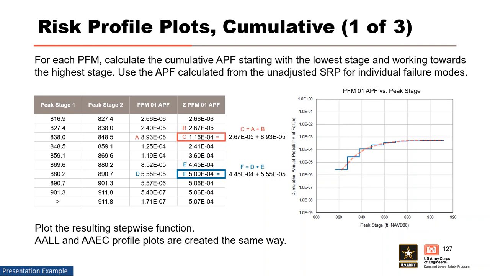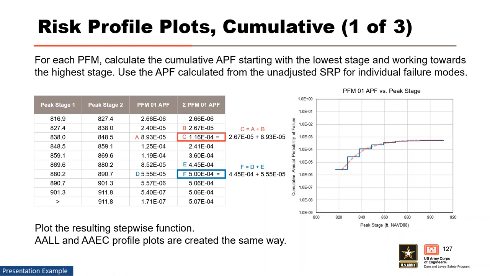The plot makes it easy to see which loading ranges contribute most significantly to the overall APF of the potential failure mode. In this example, you can see how the steps get smaller and smaller as the stage increases, illustrating that these stages are contributing less and less to the overall total risk. About 90% of the risk here is coming from stages below elevation 880, and over 70% of the risk is coming from stages below elevation 870.